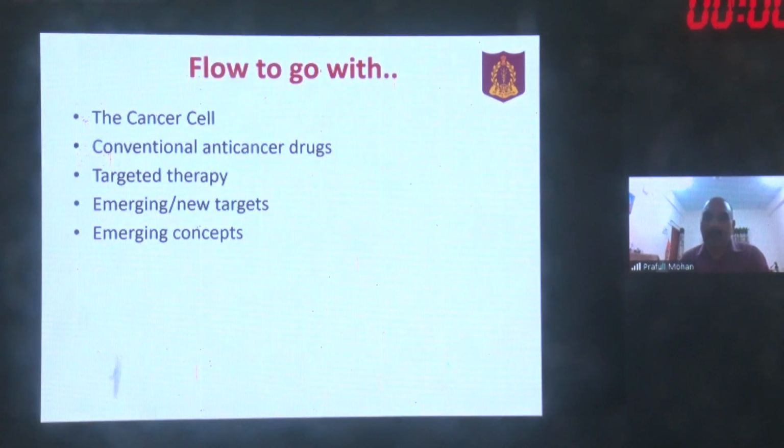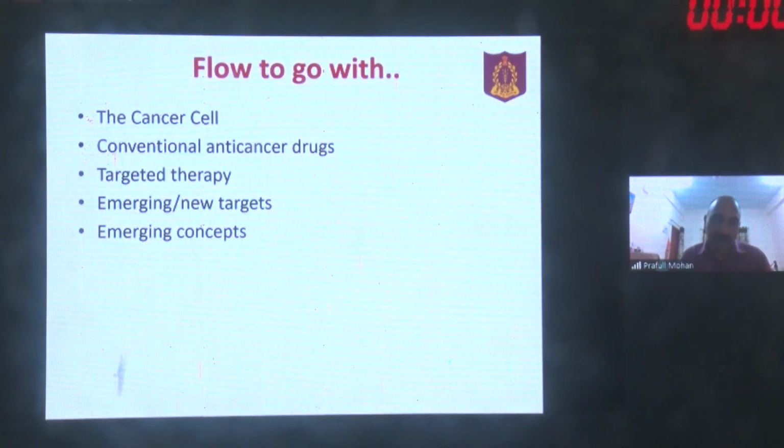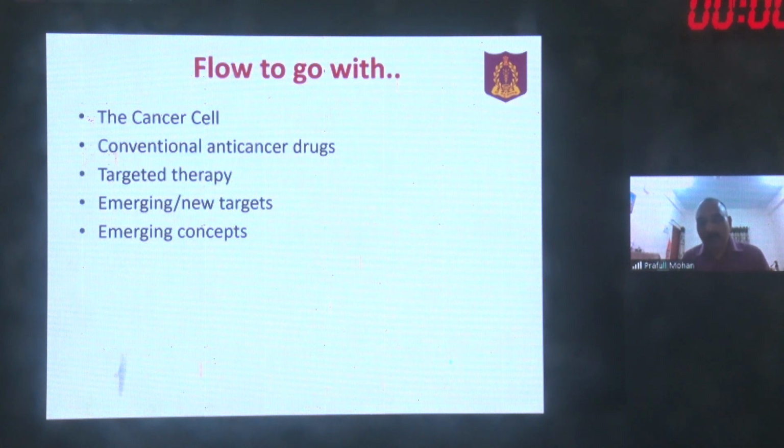Over the next 15 minutes, ma'am, I would want to talk about the cancer cell ab initio, what makes it so special. That's going to make it easy for us to understand how to target it. I would also give you a small glimpse of the conventional anti-cancer drugs and what's wrong with them. Then go on to the targeted therapies, the new targets, and the emerging concepts. In fact, I was thinking loudly and was telling myself, like the chair also alluded to, that this is a topic which can be talked on anytime. It can be talked on for the next 20 years as well, because this is such an expanding field, and rightly so.